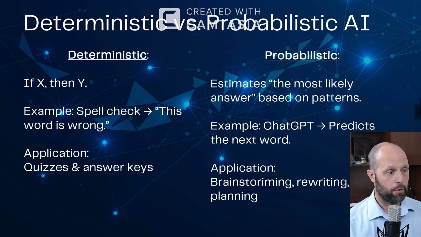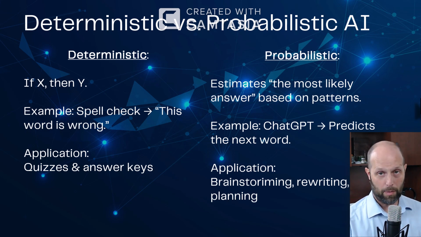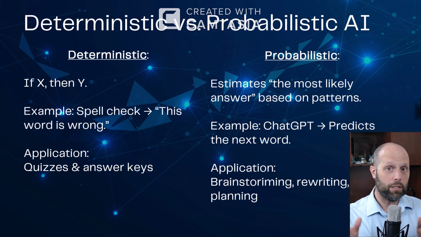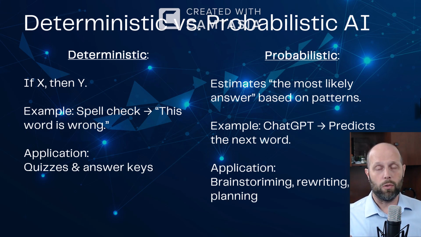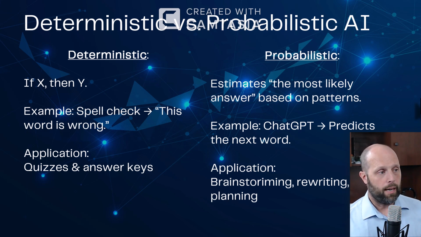For example, for spell check, we put the whole dictionary into a spell check program, and if it identifies a word that doesn't match what is in the preloaded dictionary, it says, oh, this is wrong. That's why you get those little red squiggles underneath words when you're doing a Word doc. A great application of a deterministic style is quizzes and answer keys, where there are correct answers.